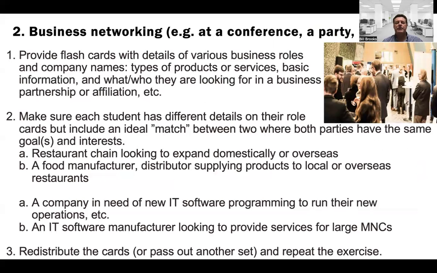Business network and conference and a party. Provide flashcards of details of various business roles and company names, types of products, services, the basic information they need, who and what they're looking for, and then make sure each student has different details on the role cards, but there's that ideal match among the group that they have to find. So there really is kind of an egg hunt thing where they're looking for the right partner out there.